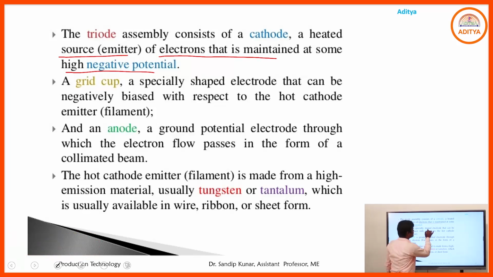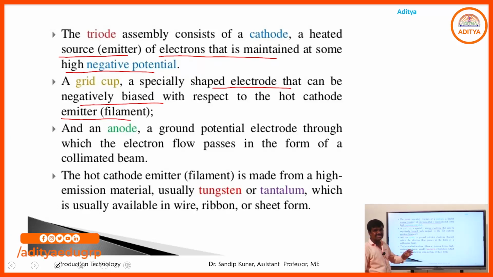A grid cup is generally a shaped electrode that is negatively biased. The grid cup is the cathode part, and it will be fully negatively biased with respect to the hot cathode emitter, that is, with respect to the filament. The cathode part will be connected to the negative end of the power supply, and the positive end will be connected to the filament. That is the electron source generator.